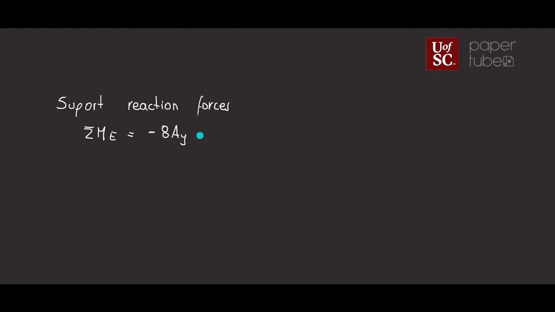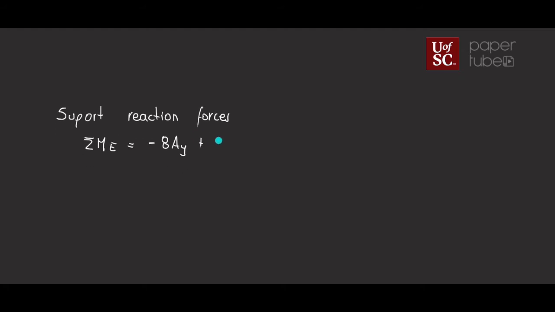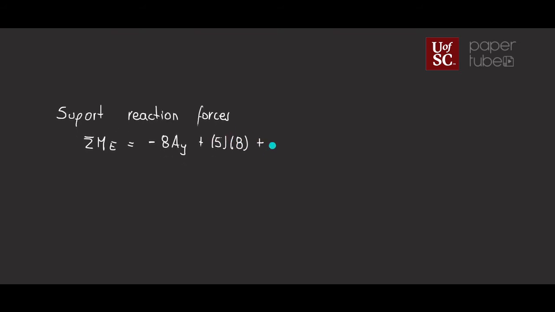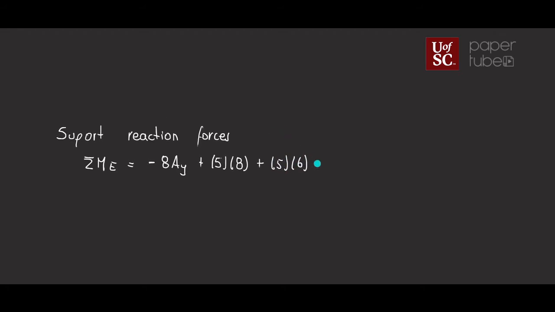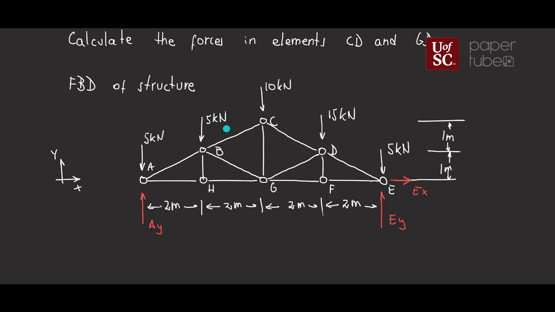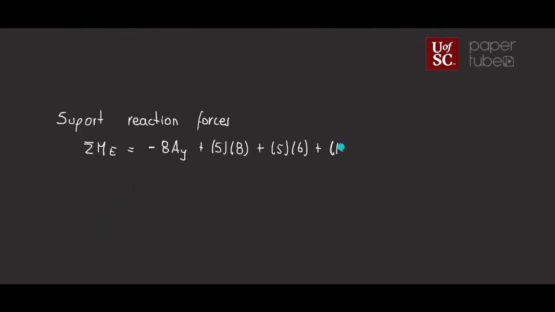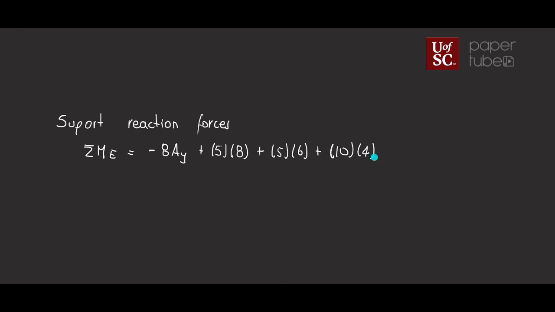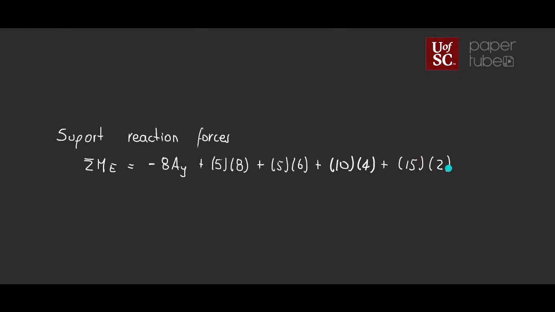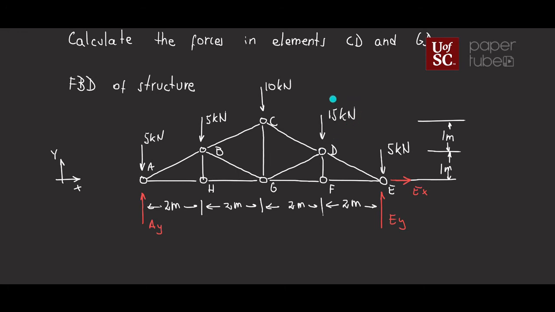And then for the applied forces on top of the truss, we have plus 5 times 8 plus 5 times 6, and those will be, 5 times 8 is this force over here, 5 times 6 would be that force, and we have 10 times 4. And then we have 15 times 2. That will be for that force that is over here. Now these 5 kilonewtons here on the right produce no moments because the line of action is going through E. All right, very good.